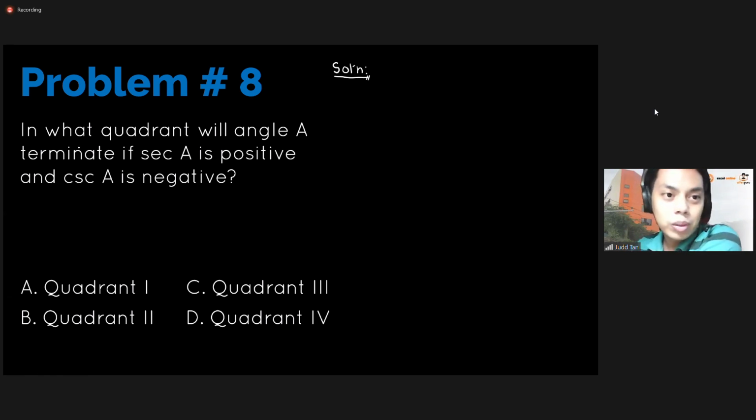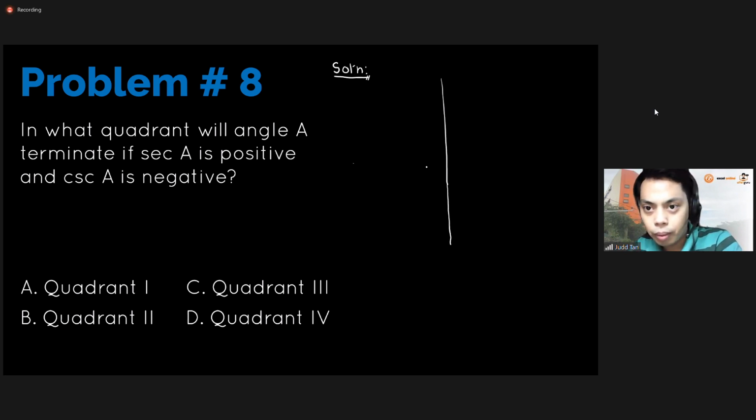So, sige. The question is, in what quadrant will angle A terminate if secant A is positive and cosecant A is negative? That's the question. So, saan ba sa coordinate system? So, yung choices is quadrant 1, 2, 3, tsaka 4. Sige. O, review natin sa coordinate system na naaral natin sa school. There are 4 quadrants for the rectangular or Cartesian coordinate system. There are 4.